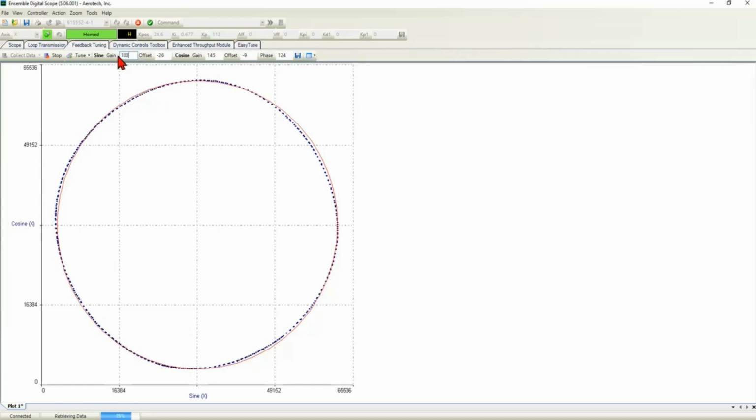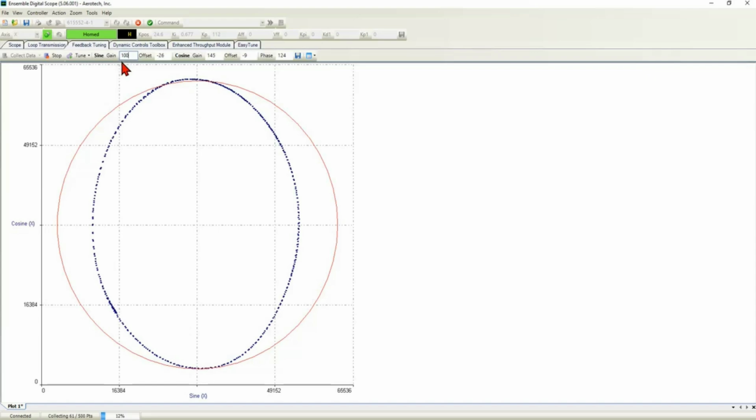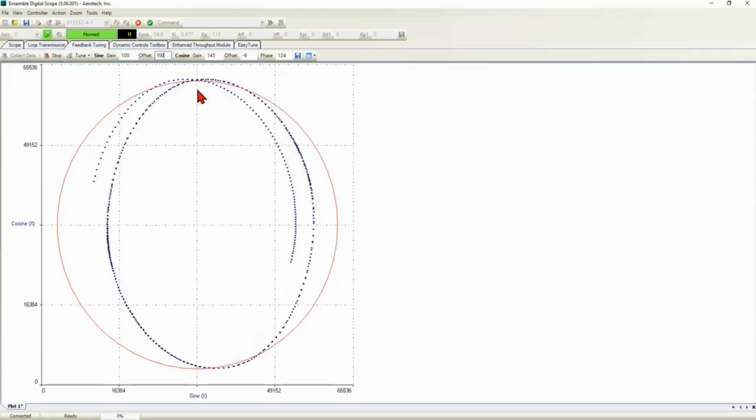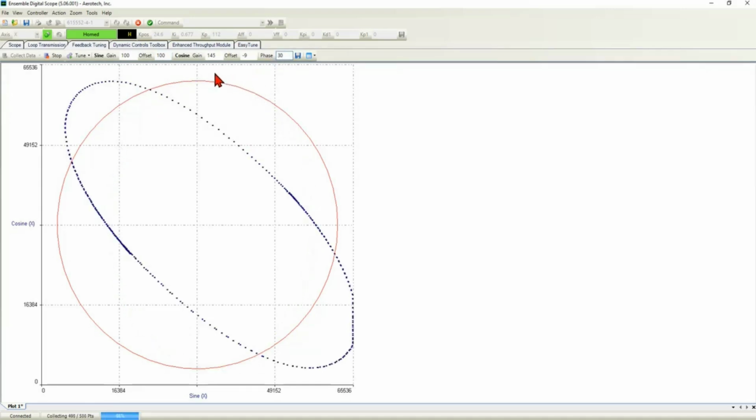So for instance, if the gain in the sine channel was substantially less, you'd get an oval, something like this. If your offset was off, you could see that you would be shifted from the axis by some amount. And then if your phasing of the system was not right, you would see some rotation of that ellipse about the axis.